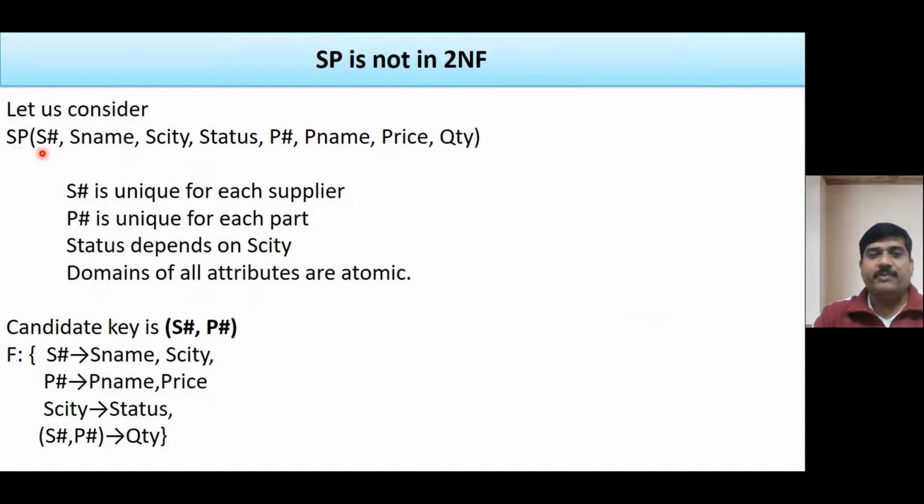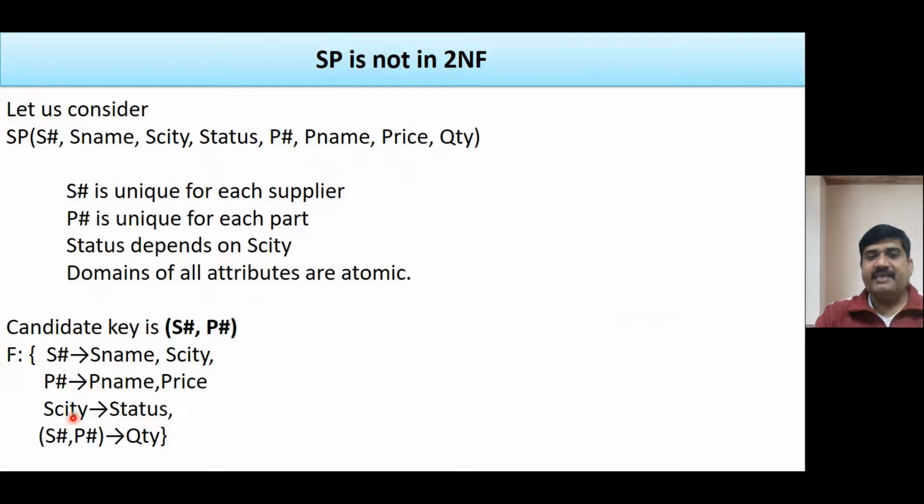Now we will check whether SP is in second normal form or not. On that relation, these are the various functional dependencies that hold on the SP table. The first functional dependency is S number determines S name, S city. The second functional dependency, part number determines part name, price. And the third FD, supplier city determines status, or status is dependent on S city.